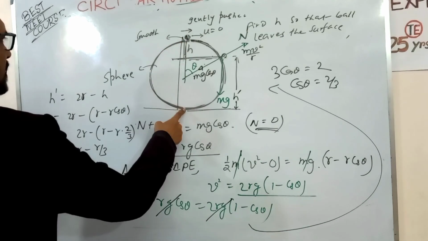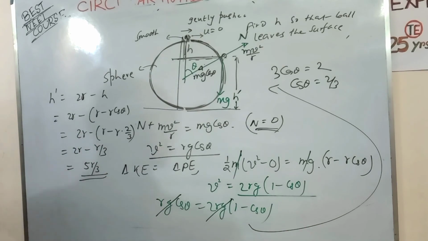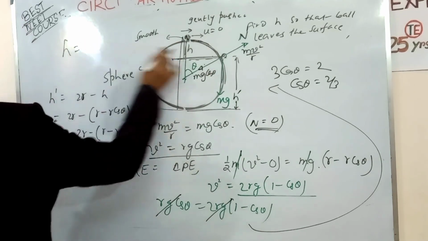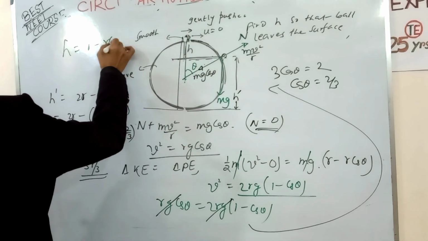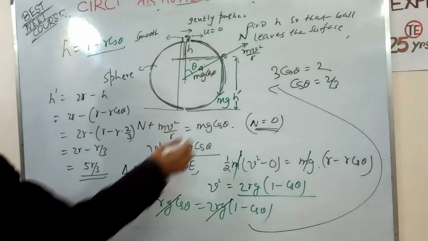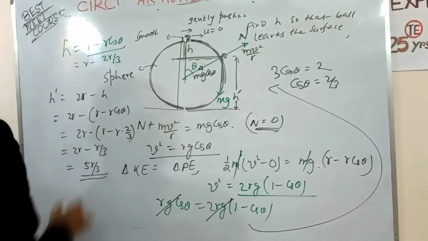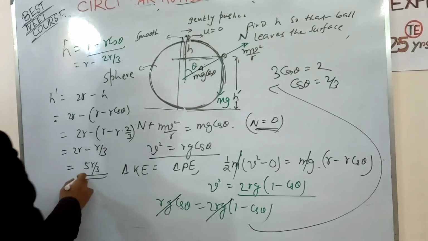This height is 2r, and 2r minus h equal to h dash. From this triangle, this is r and this is r cos theta, so r minus r cos theta equal to h. Put cos theta equal to 2 by 3. So r minus 2r by 3, 3r minus 2r, that is r by 3. 2r minus r by 3 is the answer. This is the height.